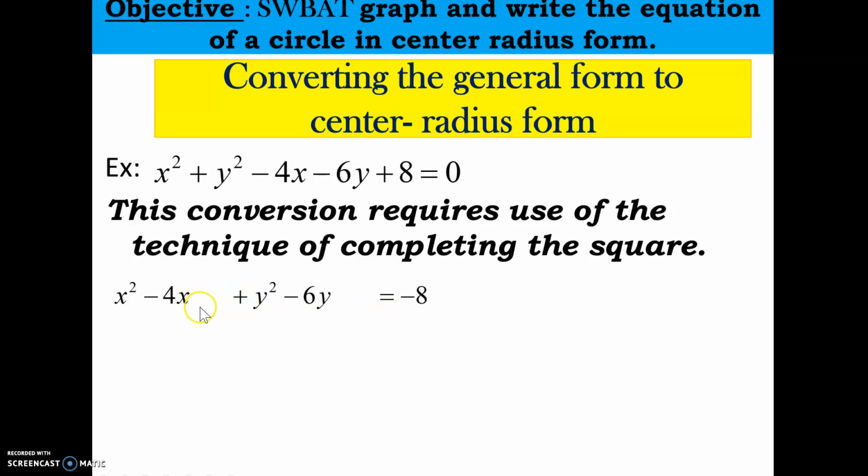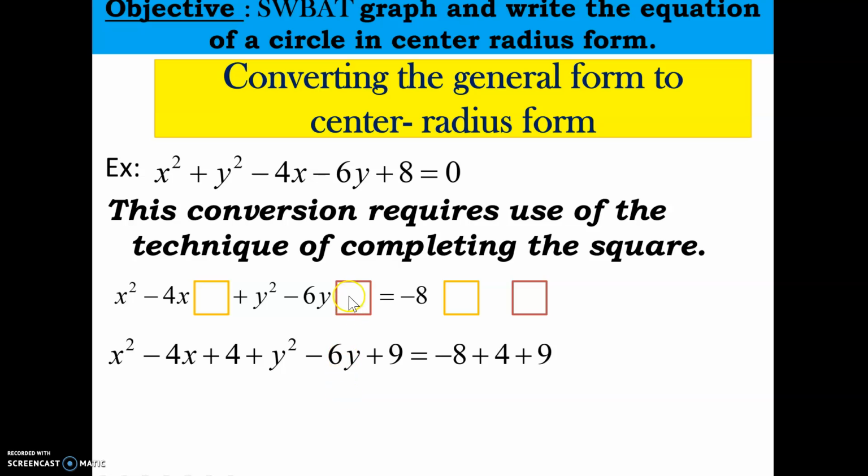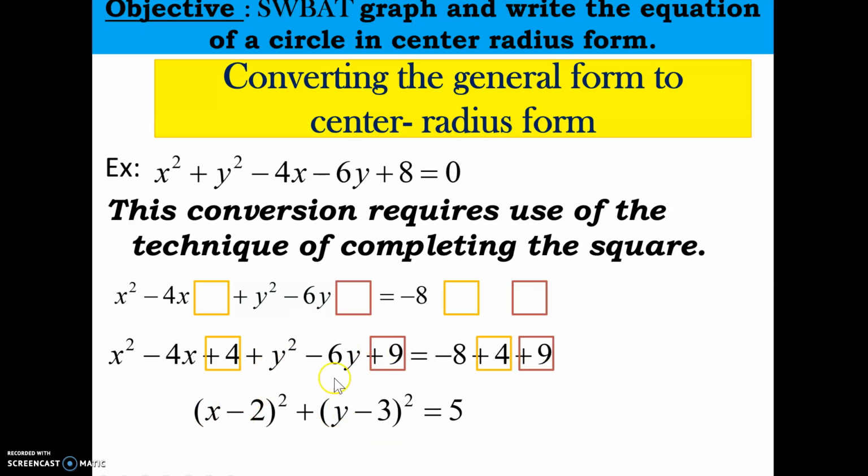Now, since we added 4 here and added 9 here, we also have to add 4 and 9 on this side, because we added the 4 and the 9 on the left side. So we add 4 and 9 to both sides. Since we completed the square, this is actually a perfect square that can be rewritten as a binomial squared. This gives us x minus 2 squared. This gives us y minus 3 squared. And when we combine all these constants, we get 5.